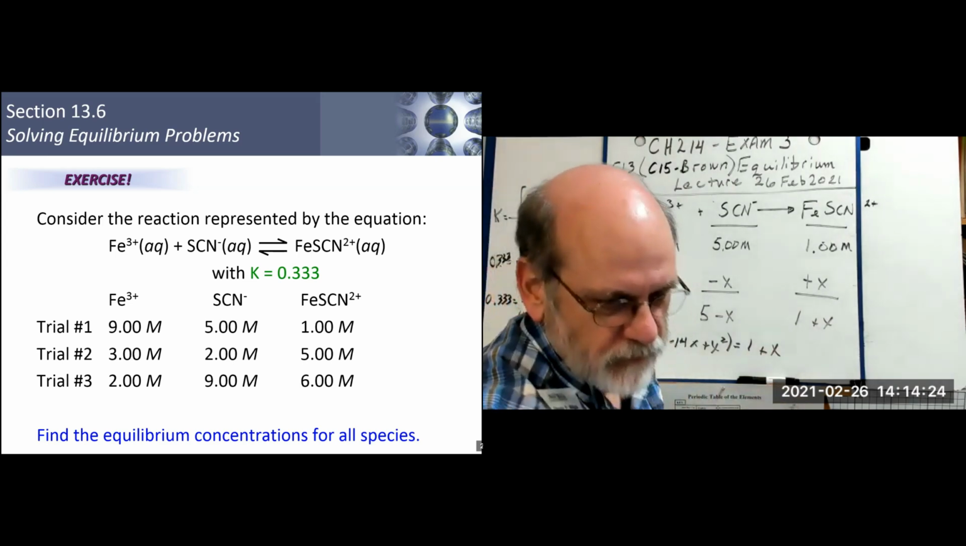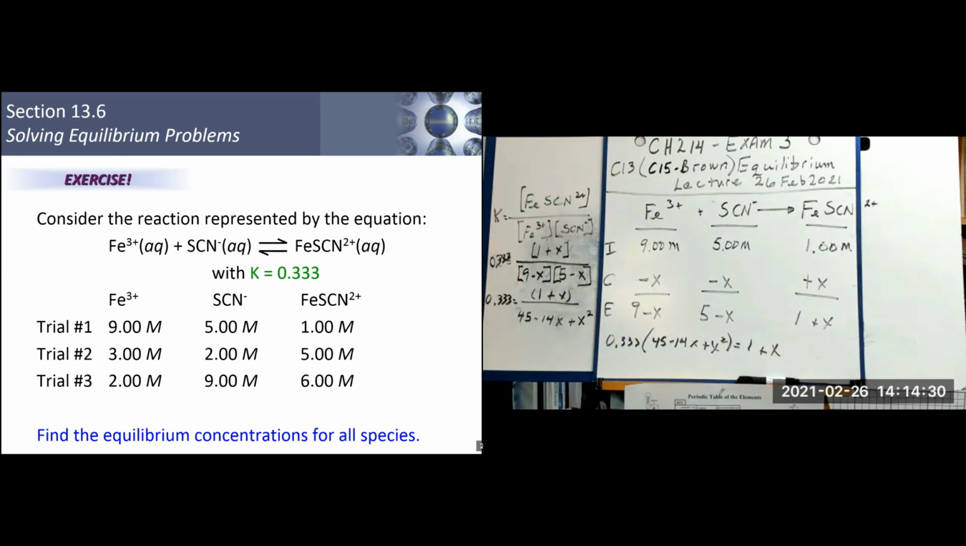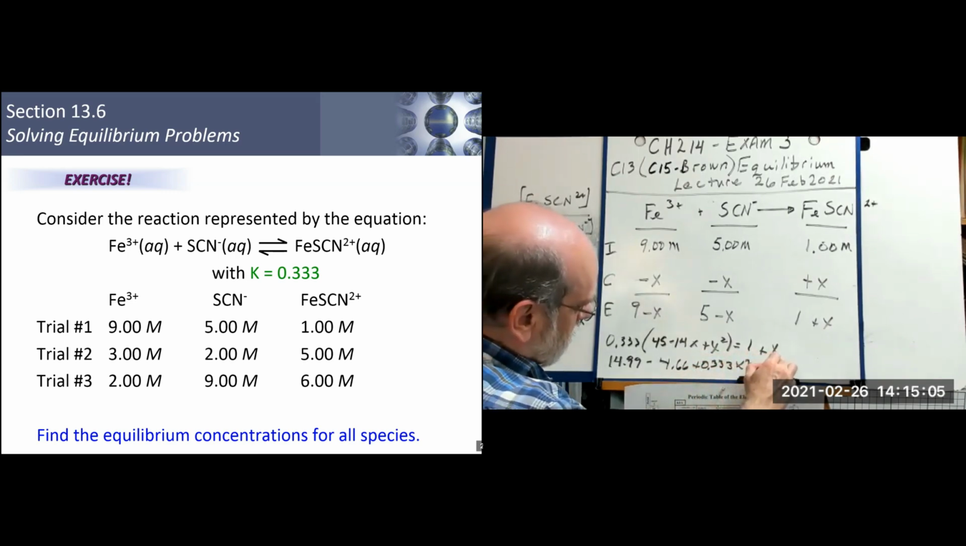So I need my calculator for this one. All right. So 0.333, 45 times that is 14.99. And then that times minus 14 is minus 4.66. And then plus 0.333 x squared equals 1 plus x.